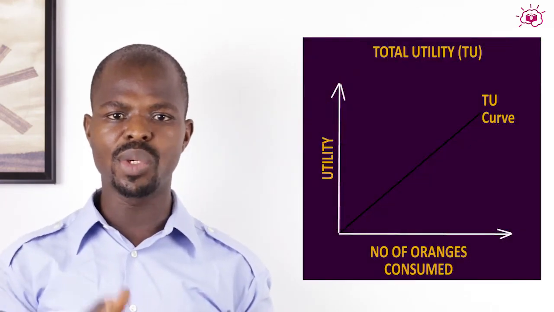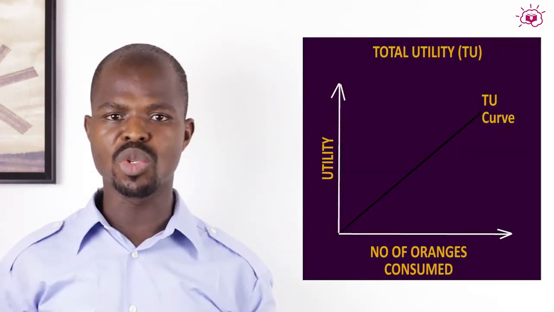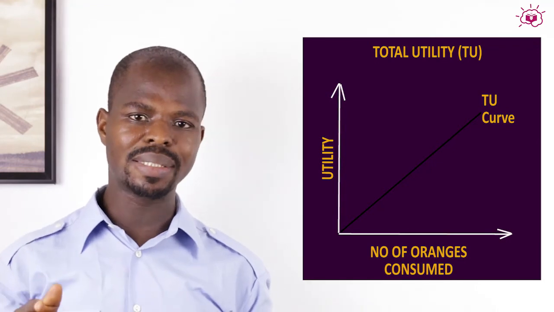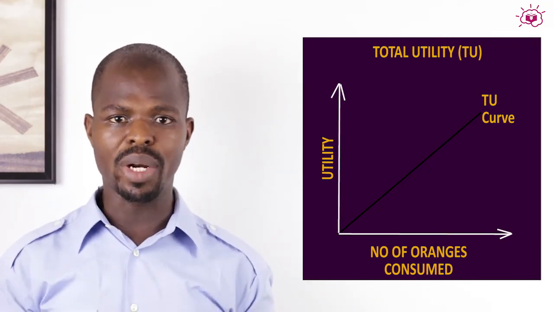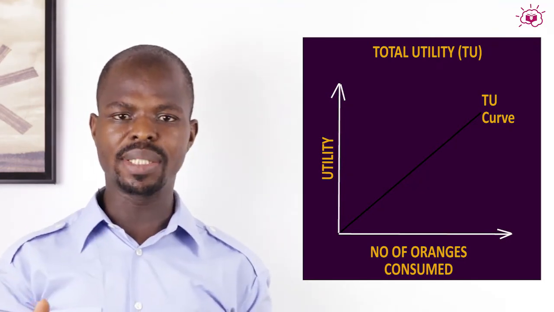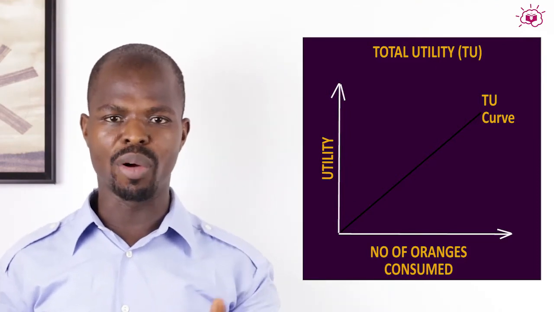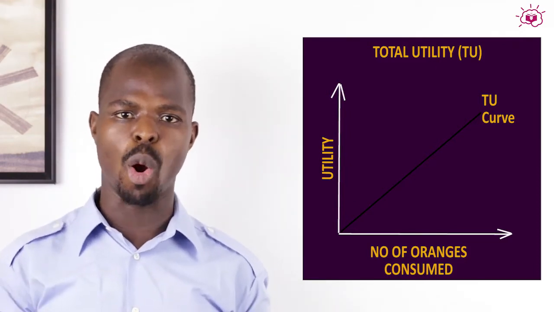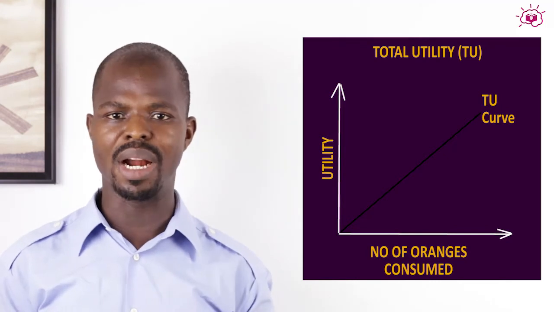Now, let's look at the graphs of total utility and marginal utility. For total utility, the relationship between the number of oranges consumed by this consumer and the total satisfaction derived is direct. So what I'm saying is that the total utility derived varies directly with the number of oranges sucked. As a result, the graph is upward sloping. See the graph for more details.